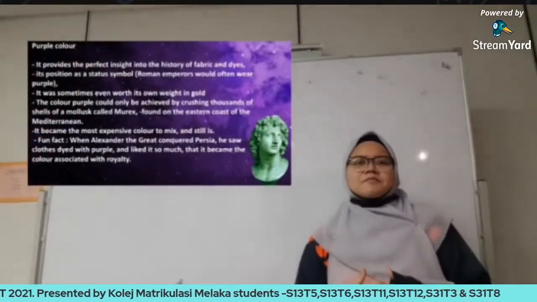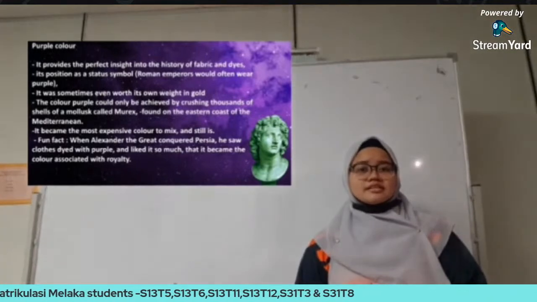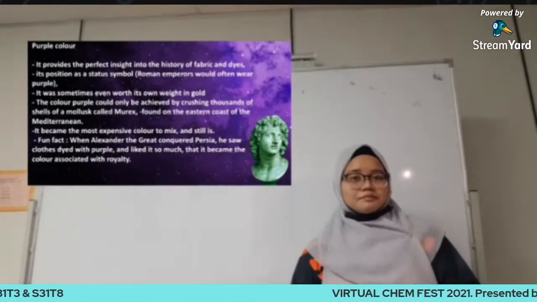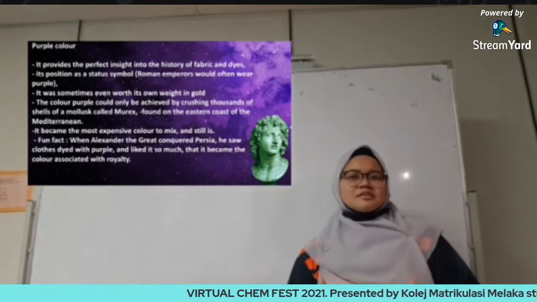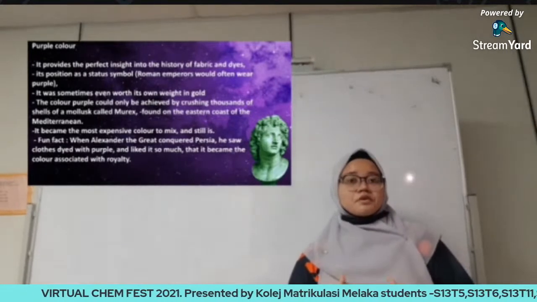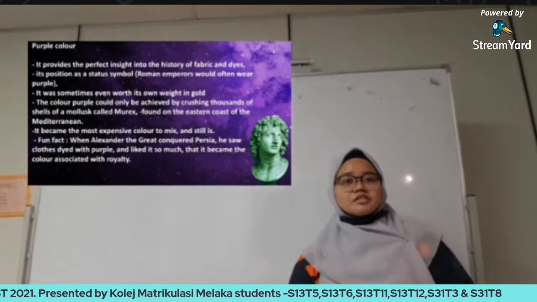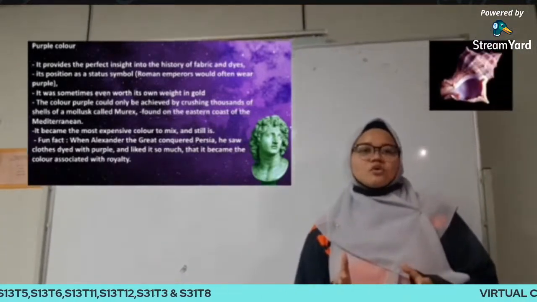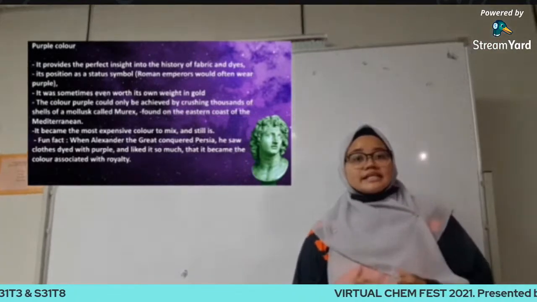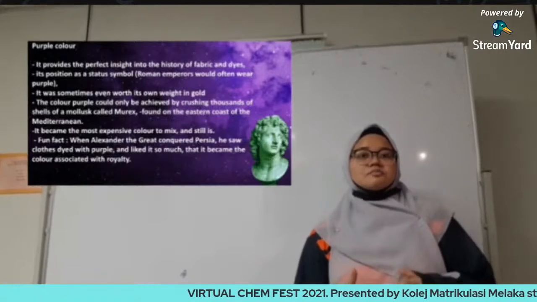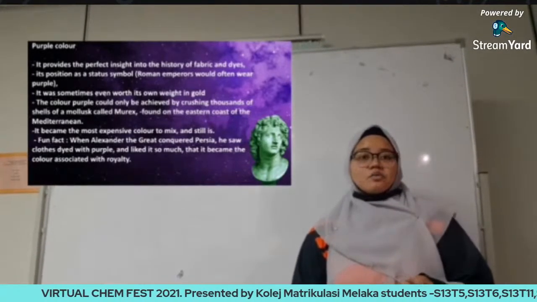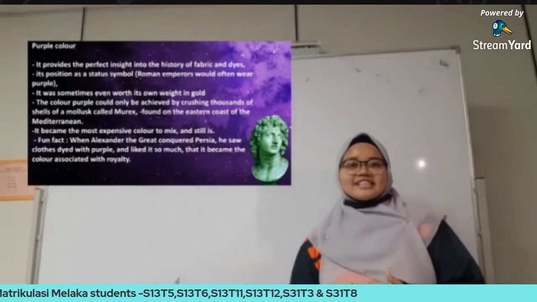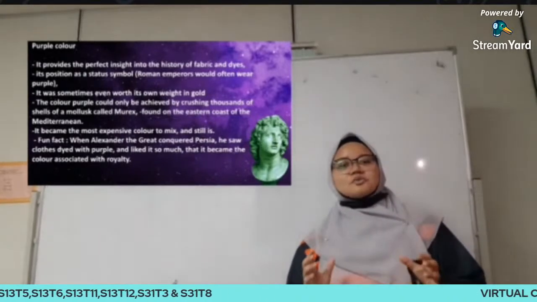Purple color provides the perfect insight into the history of fabric and dyes. Its position as a status symbol: Roman emperors would often wear purple. It was sometimes even worth its own weight in gold. The purple color could only be achieved by crushing thousands of shells of a mollusk called murex, found on the eastern coast of the Mediterranean. It became the most expensive color to mix and still is. Fun fact: when Alexander the Great conquered Persia, he saw clothes dyed with purple and liked it so much that it became the color associated with royalty.